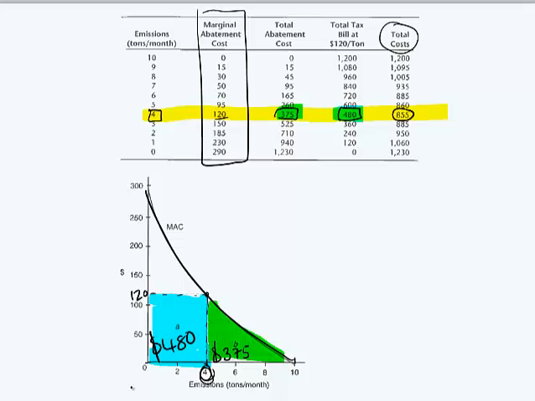So you just have to know what is on this graph and how it works, and especially where your total tax bill is, and where you'll get that information from. That's important. You probably won't be asked to draw this, but you should understand what's going on here and be able to discuss it.